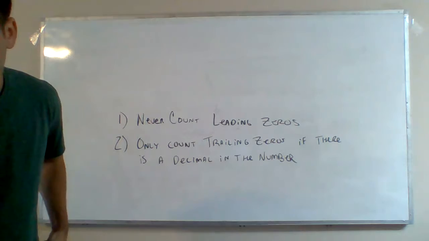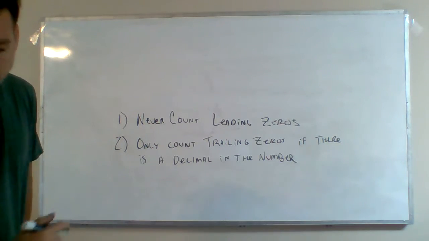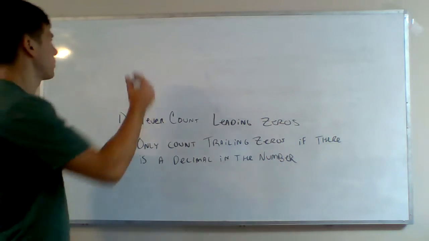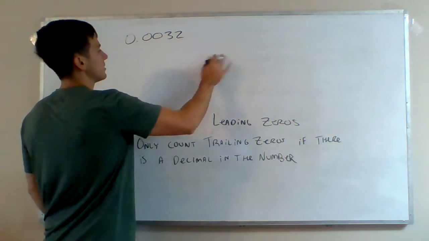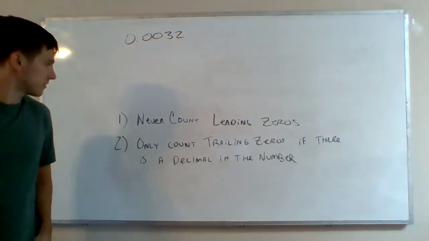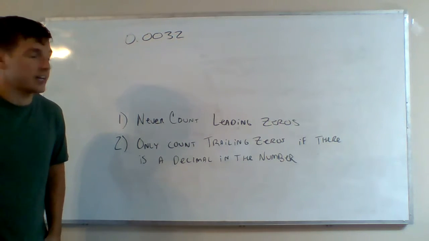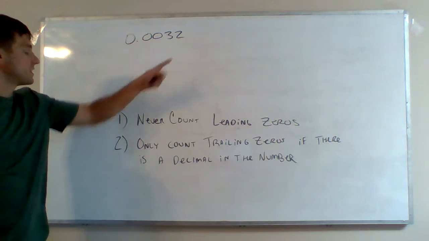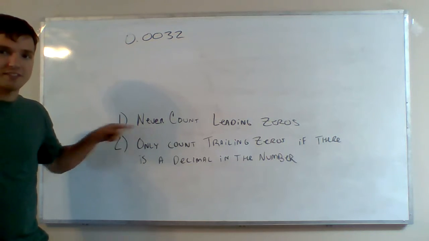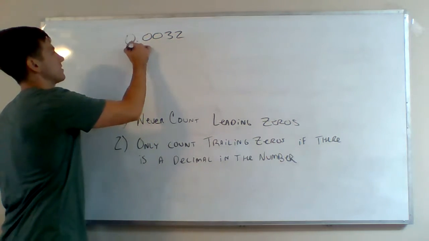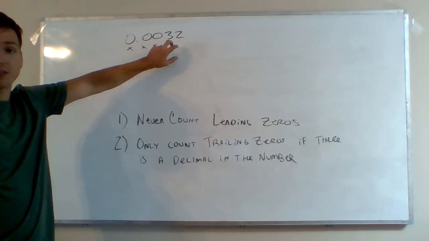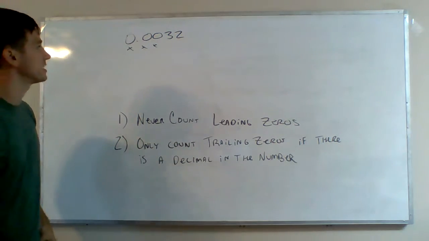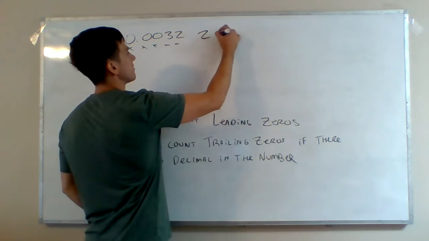Right? First example, let's go with 0.0032. Okay? Again, I look at this and I see some zeros and they're leading. Do I count leading zeros ever? No. So let's just put X's underneath those guys. Non-zero numbers, I always got to count those, so my answer here is going to be 2 sig figs.